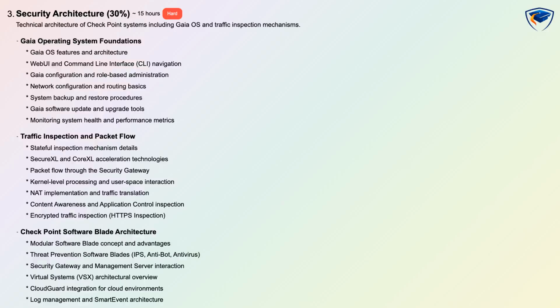Traffic inspection topics explain stateful inspection mechanics, SecureXL and CoreXL acceleration, packet flow through the security gateway, kernel and user space processing, NAT behavior, content awareness and encrypted traffic inspection. The domain finishes with checkpoint software blade architecture including the modular blade concept, threat prevention blades like IPS and anti-bot, security gateway and management server interaction, virtual systems overview, CloudGuard integration and logging with SmartEvent, assessed through scenario-based exercises.